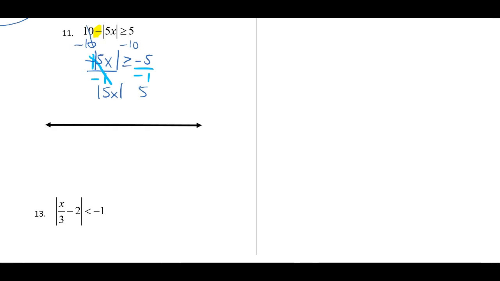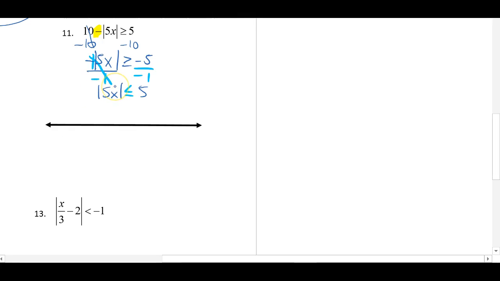What's important to remember is that when you divide an inequality, or any problem that has this sign, if you divide by a negative, it is going to switch this sign. It is going to flip it. So it'll go from greater than or equal to, to less than or equal to if you divide by any negative number. Now our absolute value is all cleaned up.